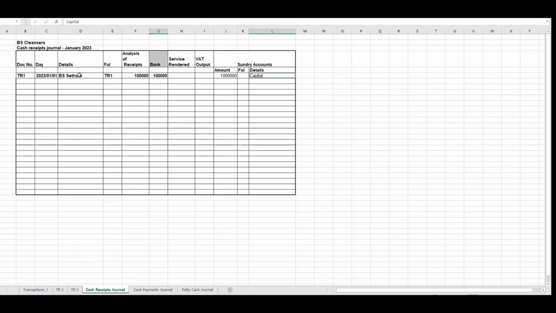And this money was paid by Ms. Tolle, and it's 100,000. So nothing really fancy, nothing really complicated. It's just what it is. And we're done with the first transaction.